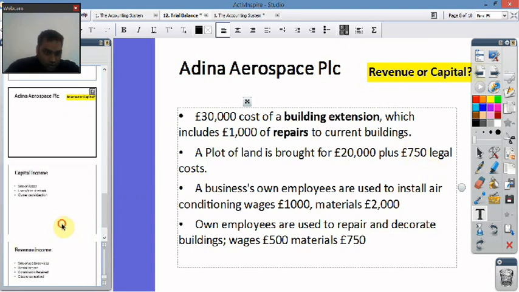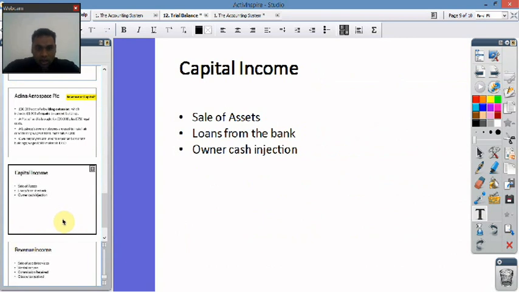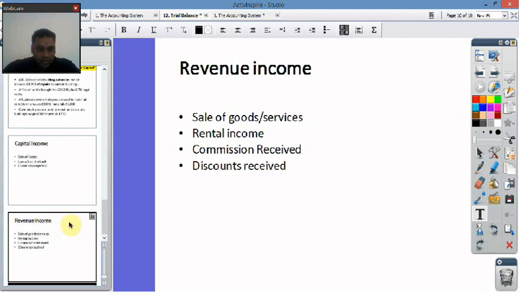Let's have a look. Right. So capital income: sale of assets, loans from the bank, cash injection. So these are all examples of capital income. Revenue income: sale of goods, rental income, commission received and discount received.